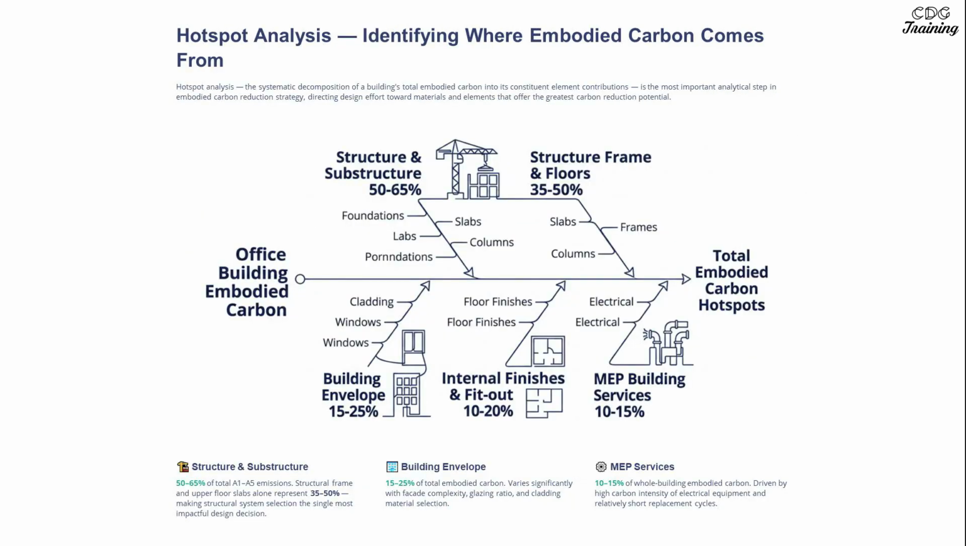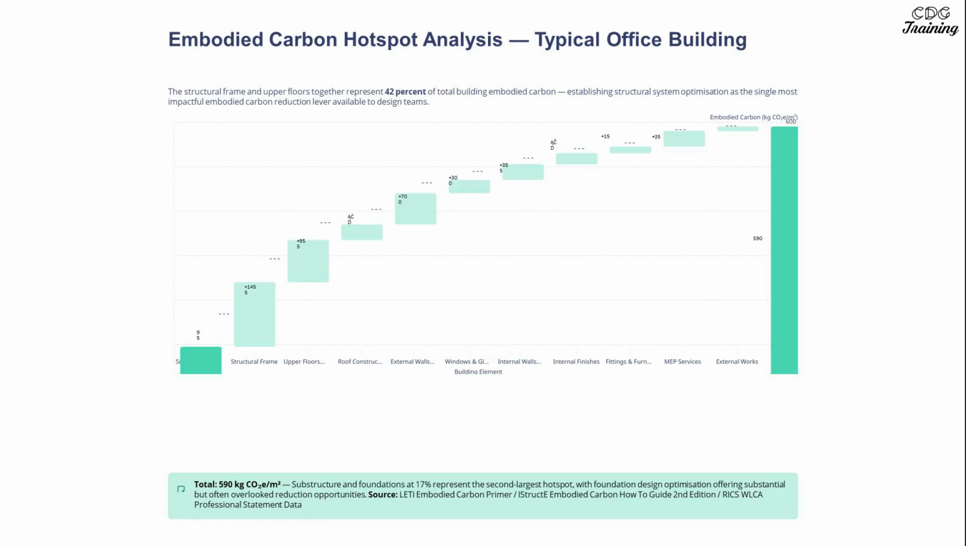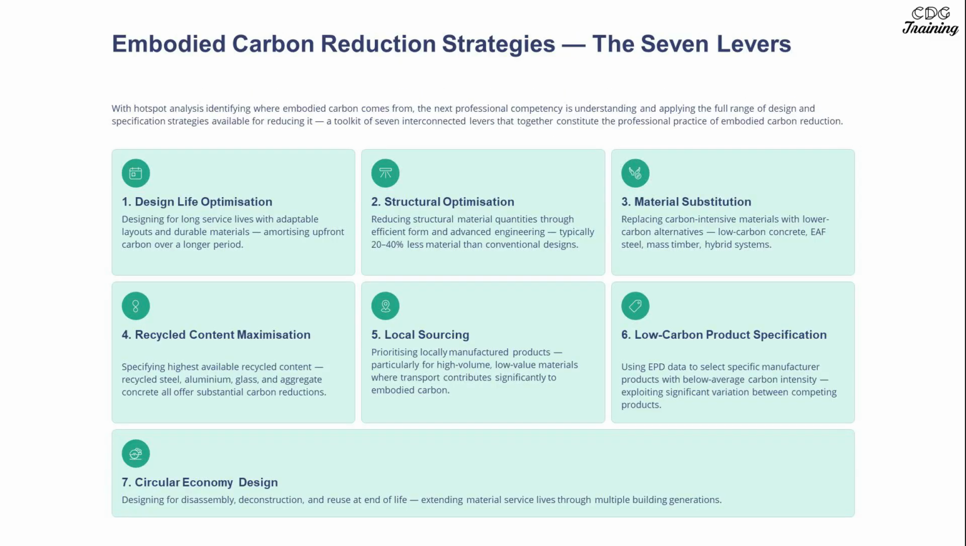Hotspot analysis helps identify where embodied carbon originates, focusing on areas like structure, envelope, and MEP services for targeted reductions. In office buildings, the structure and upper floors are major contributors to embodied carbon, guiding teams to focus on these areas for reduction. Seven key strategies can significantly reduce embodied carbon, from design optimization to low-carbon product specification, offering a comprehensive approach.